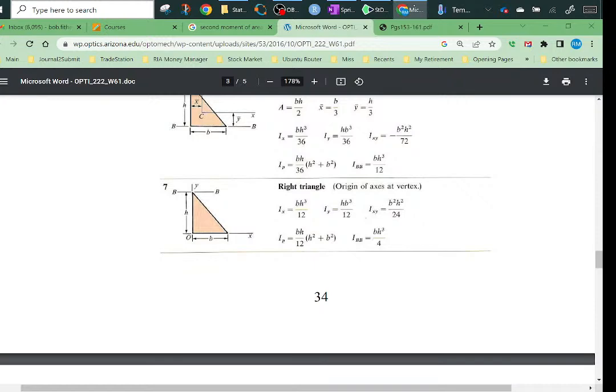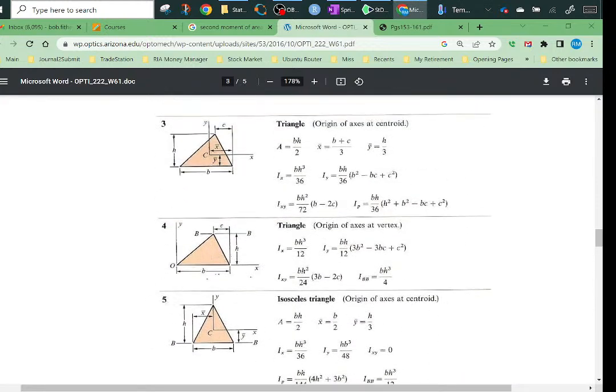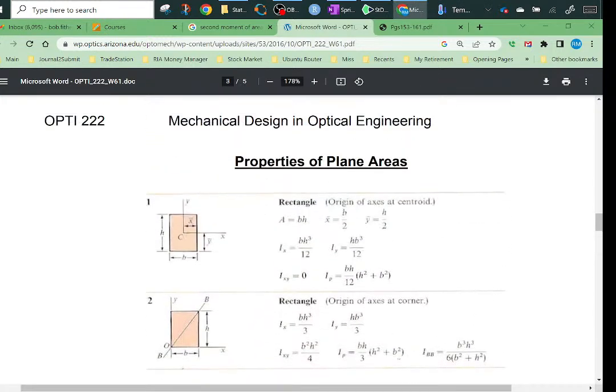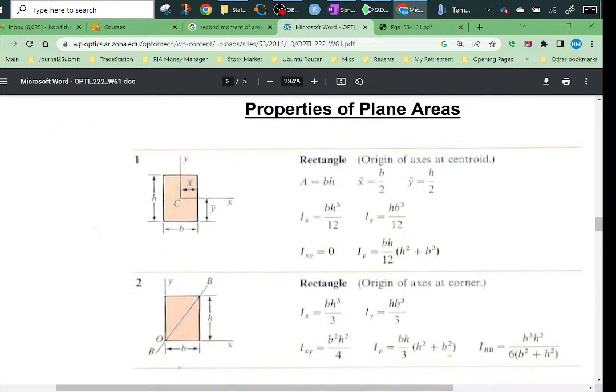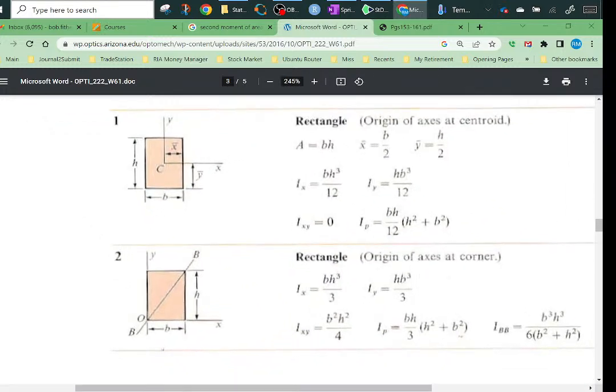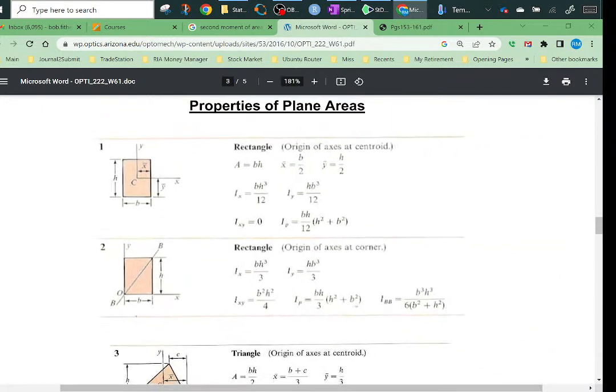Most of the time, they will give you the value at the centroid. So here, origin of axis at centroid, origin of axis at the corner. I don't know if that makes sense, but let's now jump to something called composite sections.